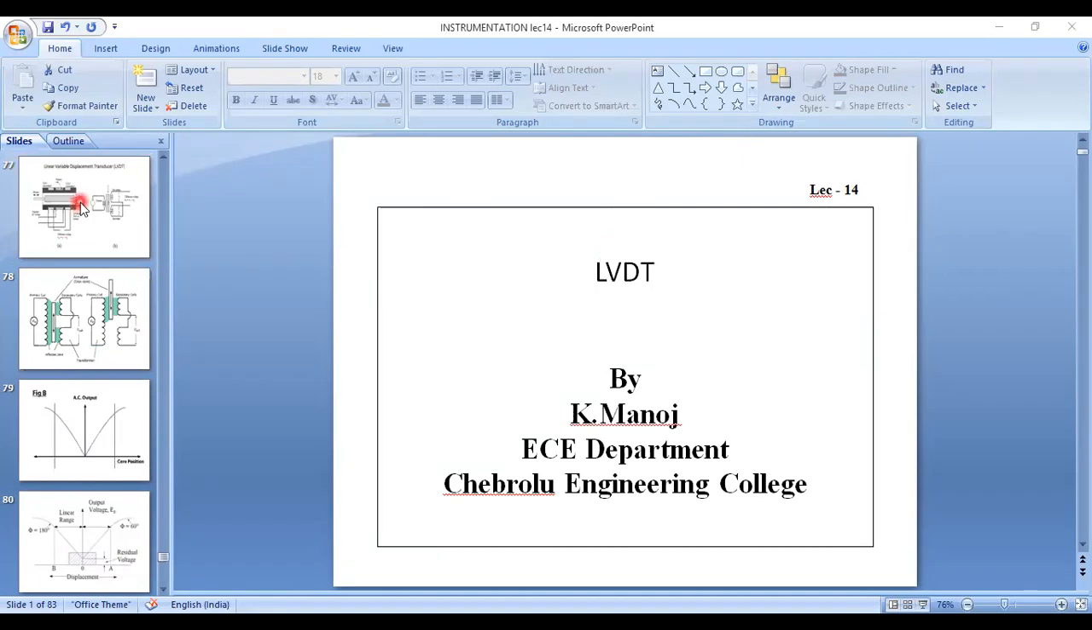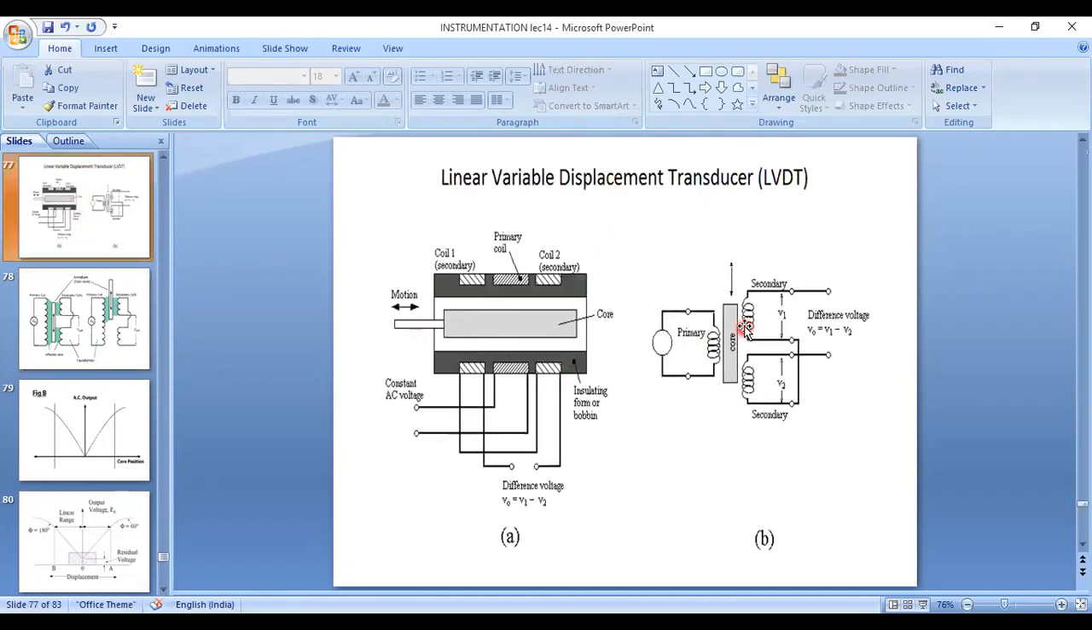So coming to LVDT, see here, it is a linear variable differential transducer. It's a differential transducer, right? Why? Because output is in differential form.